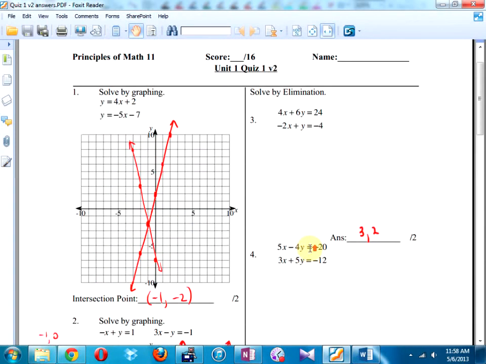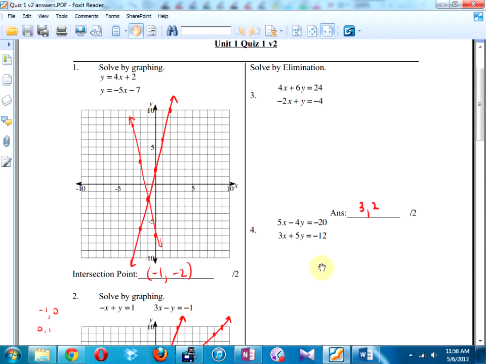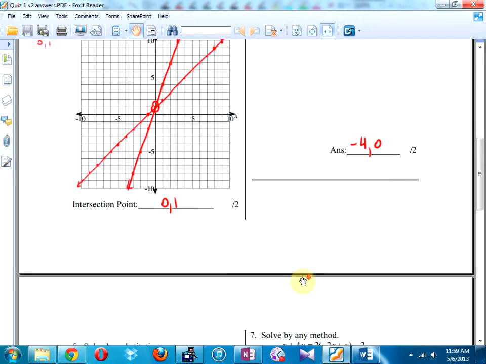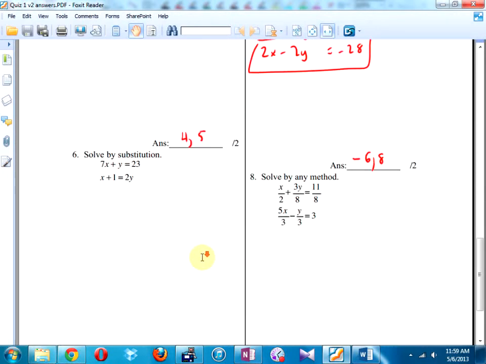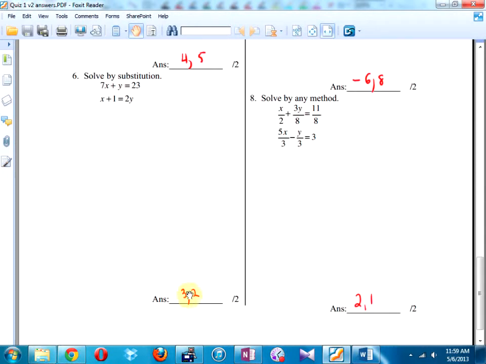Solving by substitution. Oh yes, make sure that you use the elimination, the addition method, so you added and caused variables to cancel out. Number 5, solving by substitution, 4 comma 5, I think. And number 6, 3 comma 2.